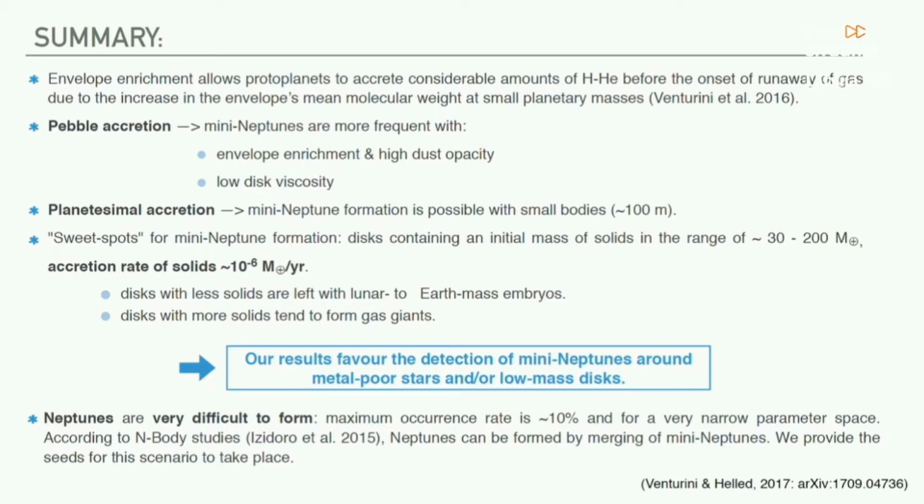For planetesimal accretion, mini-Neptune formation is possible with small bodies. If planetesimals are very large, then the accretion is very slow and there is no gas accretion during the disk lifetime. There is a sweet spot for mini-Neptune formation. It's for disks containing an initial mass of solids in the range between 30 and 100 Earth masses. But basically, it corresponds to an average accretion rate of solids of 10 to the minus 6 Earth masses per year.